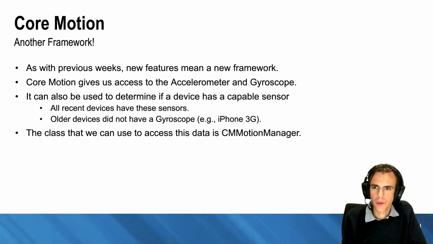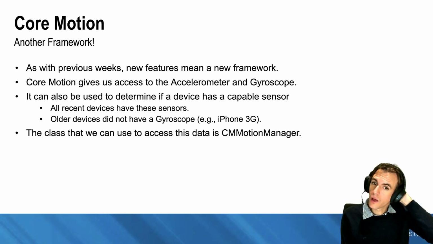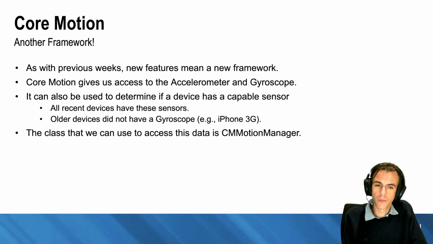So first thing it can do is it can tell you which sensors the device actually has. So all recent devices have accelerometers and gyroscopes, and typically magnetometers and altimeters as part of them. But as you go back, older devices don't have some of these, and if you go back far enough, certain devices like the iPhone 3G don't have a gyroscope, for example. So we access all of this via a class called CM Motion Manager.